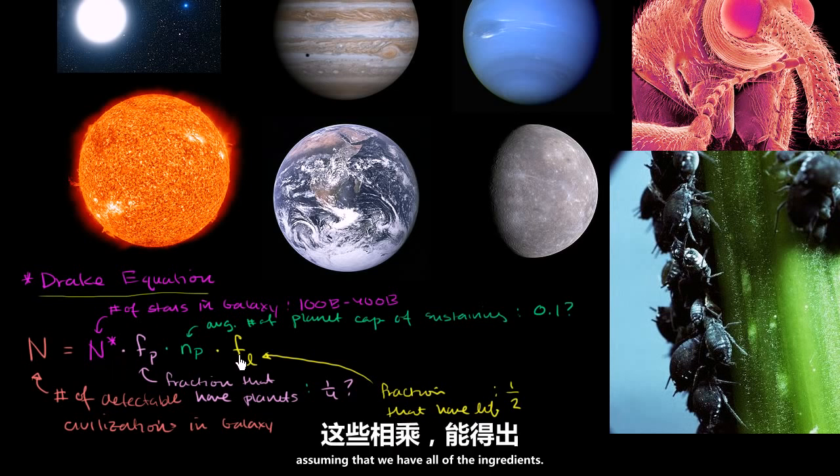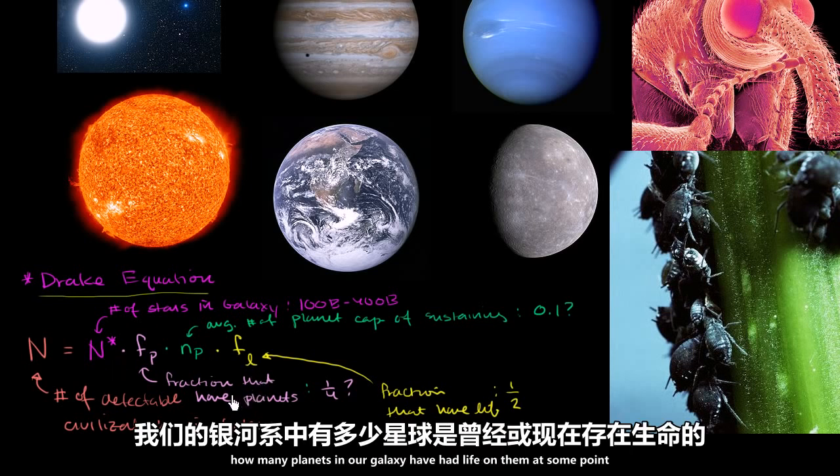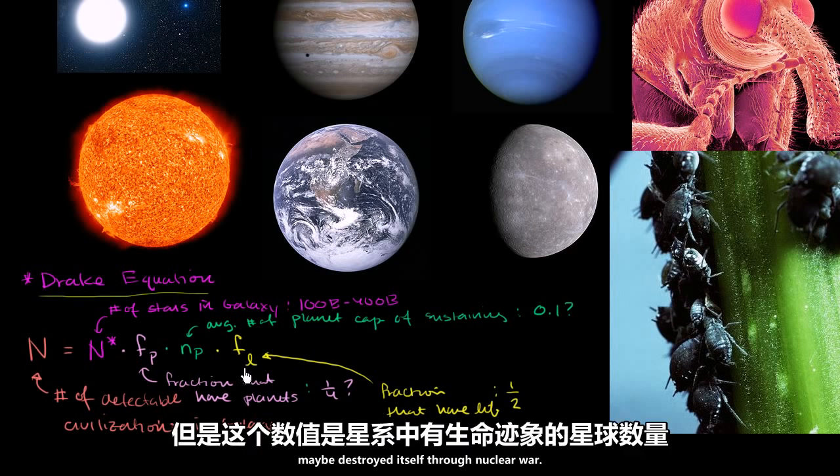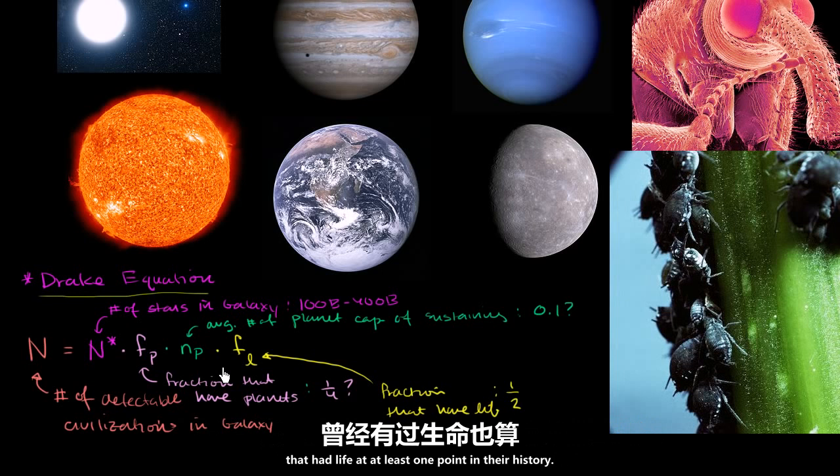So this should tell us essentially, if we were to multiply all of these, how many planets in our galaxy have had life on them at some point in those planets' lives. The life might have come and gone. It maybe destroyed itself through nuclear war or whatever. But this would tell us the number of life planets in our galaxy that have had life on them at at least one point in their history.